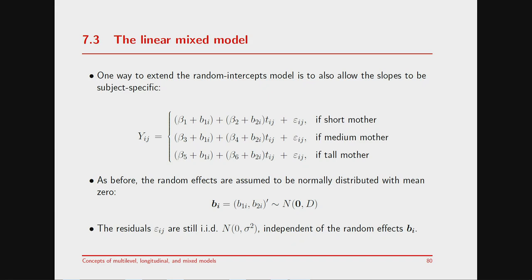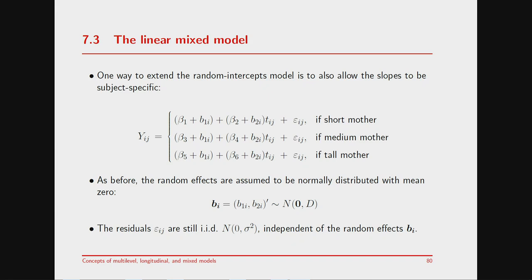The average would still be beta 1 plus beta 2 times t, but a particular subject, for example, subject i here, would have an intercept beta 1 plus b1i and a slope beta 2 plus b2i, times t.